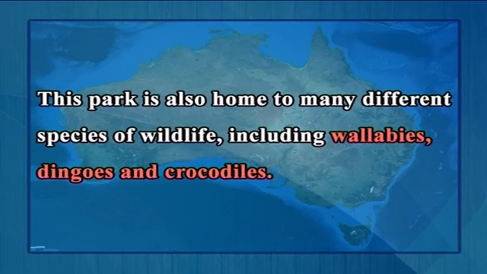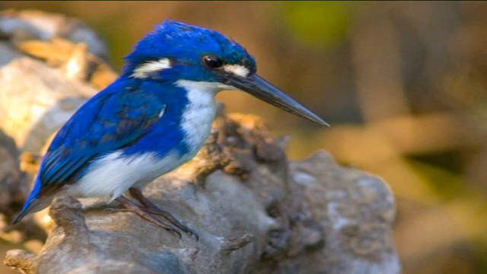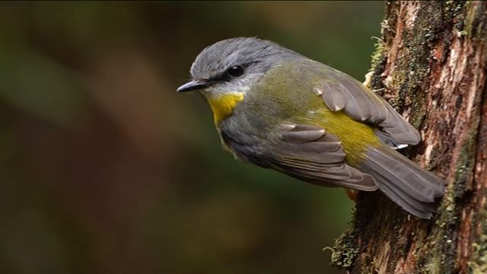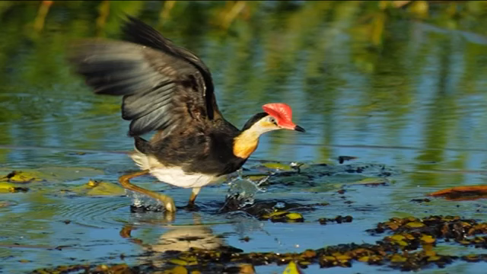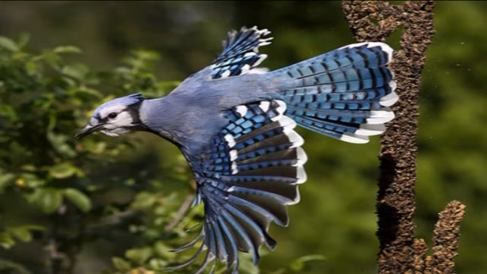This park is also home to many different species of wildlife, including wallabies, dingoes, and crocodiles. In addition, Kakadu National Park, which is home to one-third of Australia's bird species, is a bird watcher's paradise.